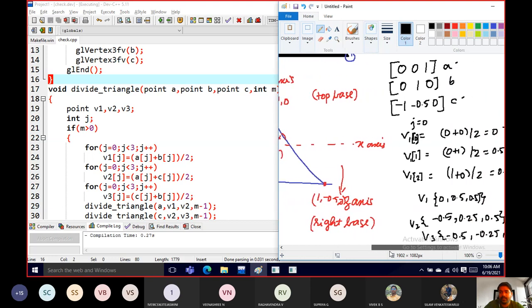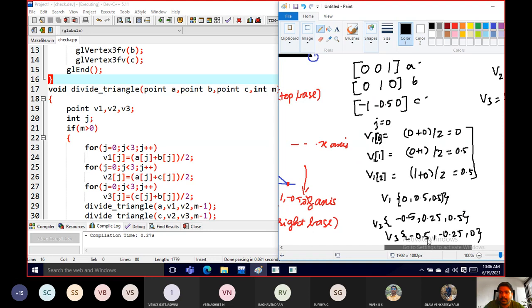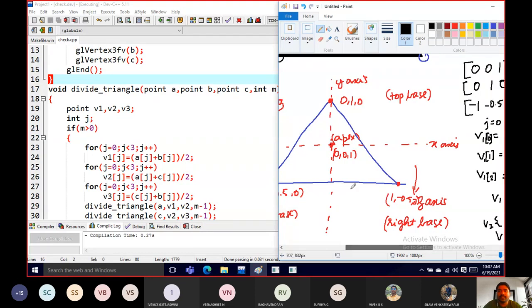Right? First value is 0, 0.5, 0.5. So 0 is here. What is 0.5, 0.5 now? 0.5 with x is over here. Then, sorry, y with 0.5 and z with 0.5. So x is 0, y is 0.5 and z is also 0.5. That means here, this will be the midpoint.